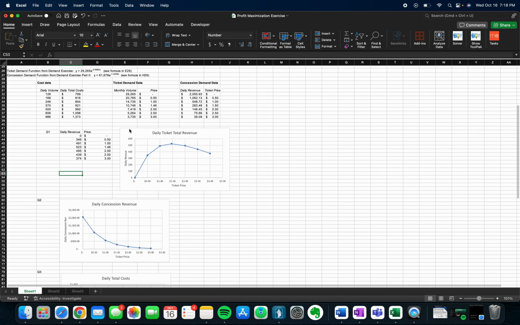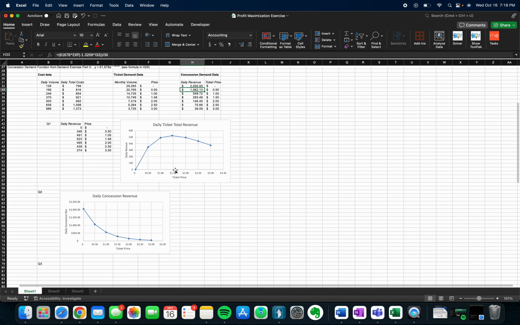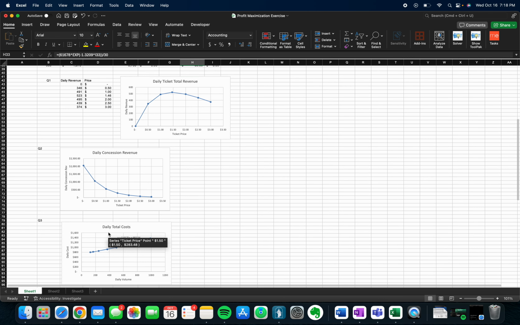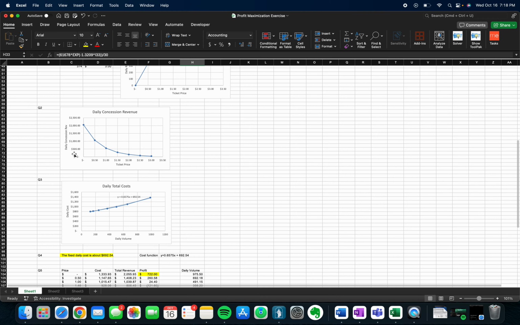Question 2, daily concession revenue. I actually just took these numbers over here and plotted them against ticket price right here. Obviously, when the tickets are free, there's going to be a lot more in concession revenue because people can spend that money elsewhere. Question 3, daily total costs.